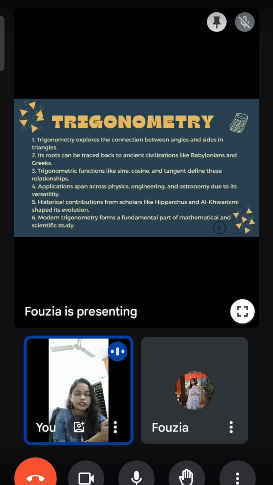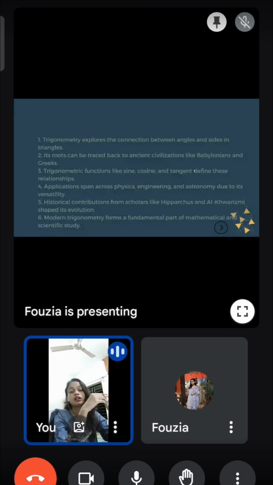So let's learn about trigonometry. What is trigonometry? Trigonometry explores the connections between angles and sides in triangles. Trigonometry functions like sine, cos, as I have already said. Historical contributions from scholars have done a great job to shape the mathematicians. Modern trigonometry forms a very fundamental part of mathematics and scientific studies. Let's learn about all of these while we are actually using trigonometry.